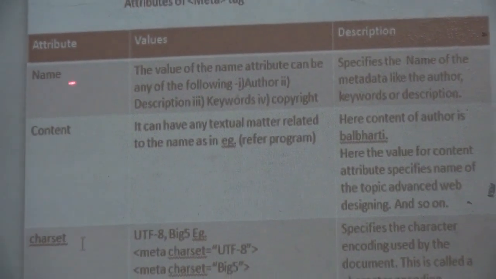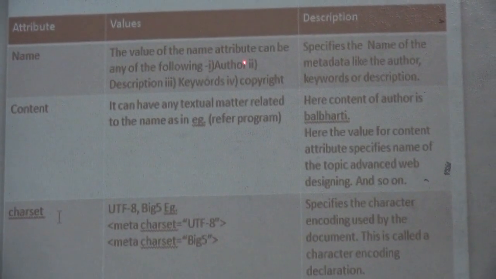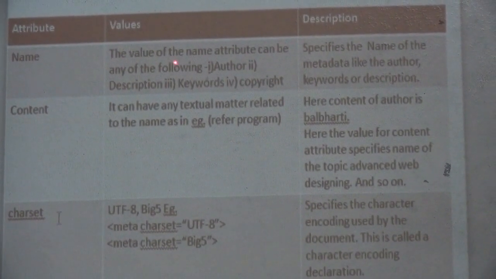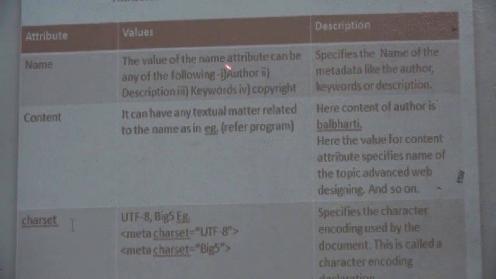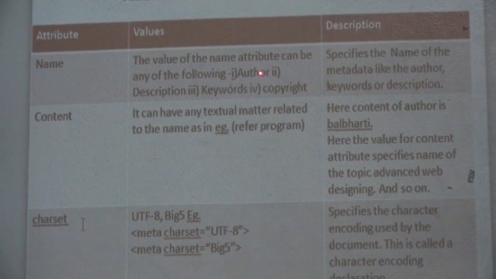Number 1 is name. The value of the name attribute can be any of the following. Here we are giving 3 types. Number 1, author.